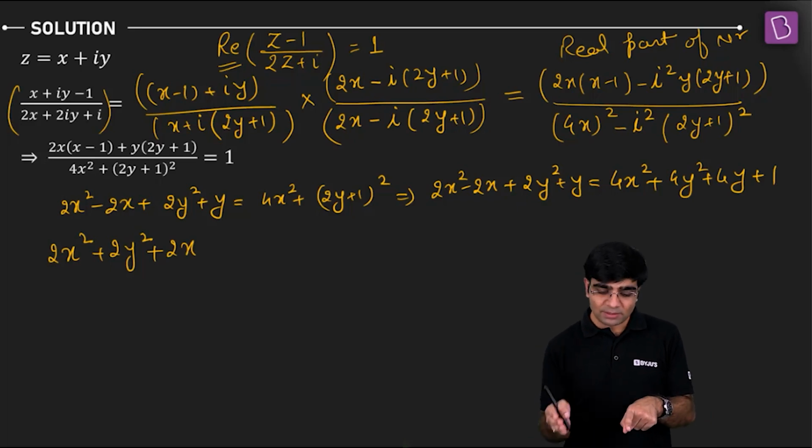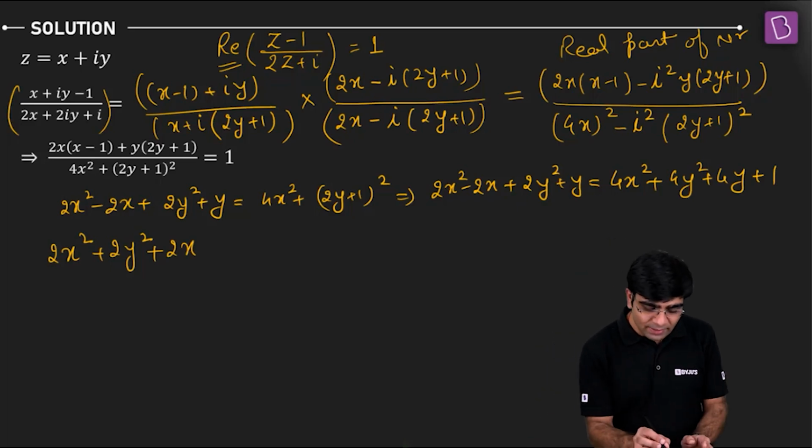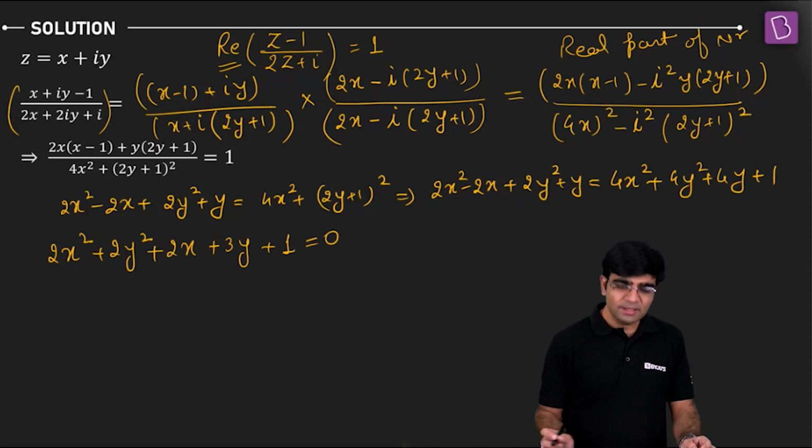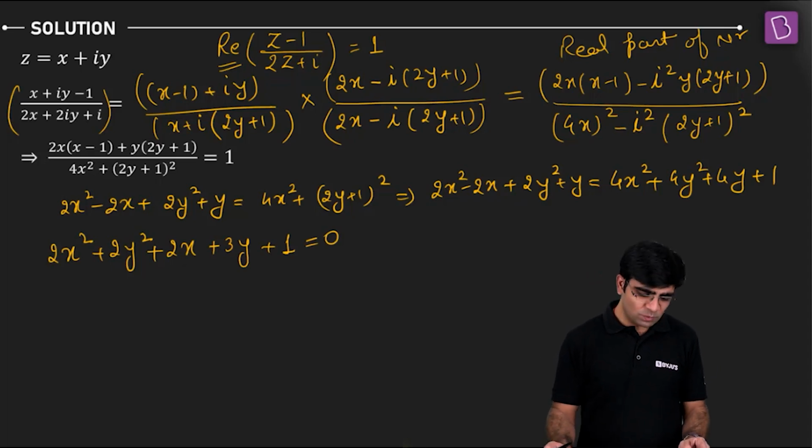Similarly, plus y will go on the right side. It will become 4y minus y, that is plus 3y. And that plus 1 was already there. We got this. Can you figure out the equation? What equation is this? Which curve is this?